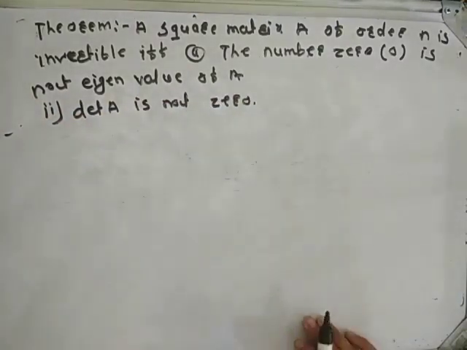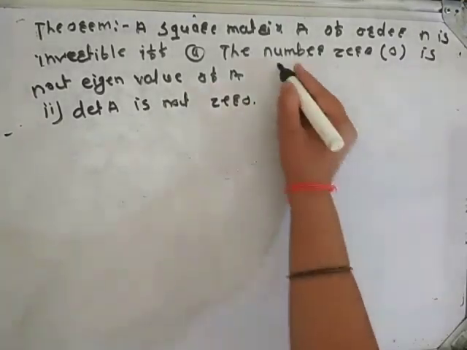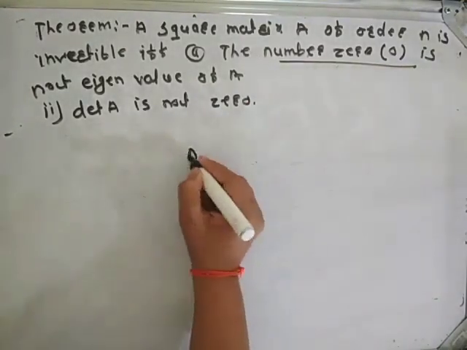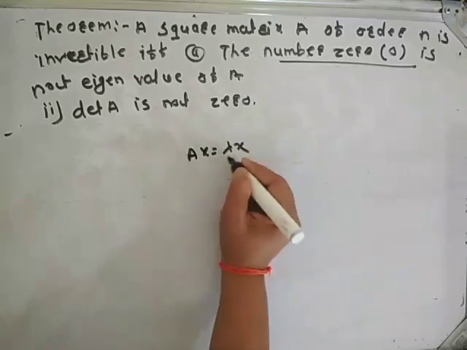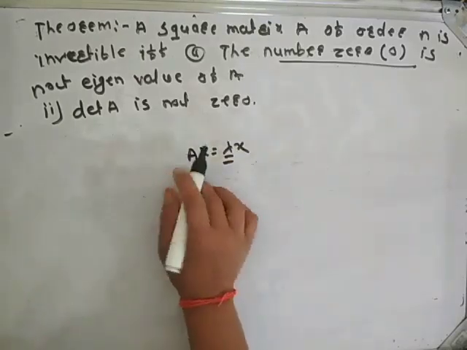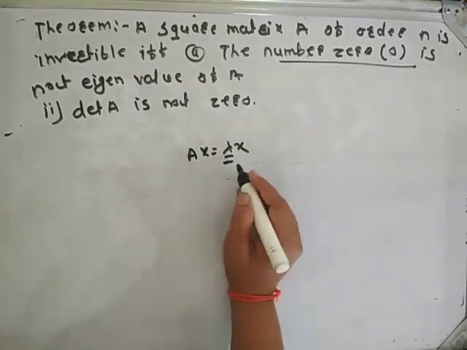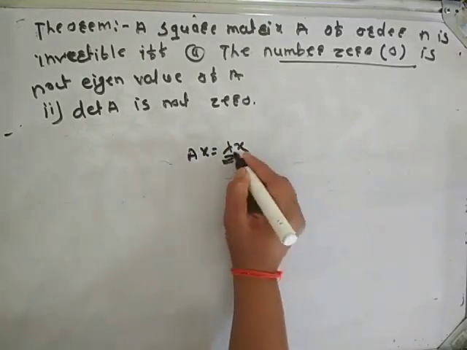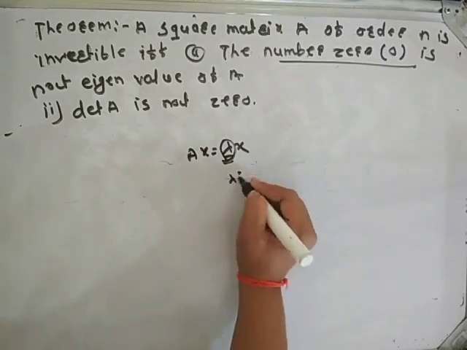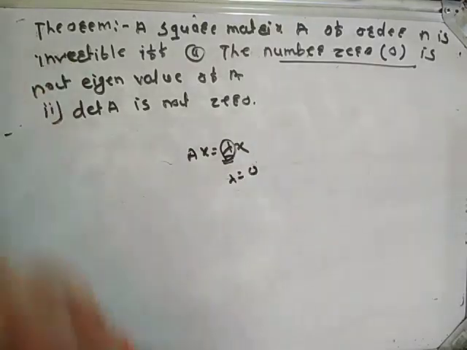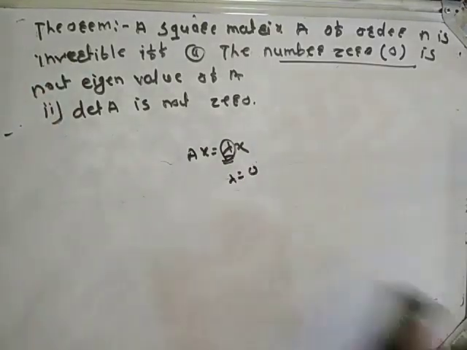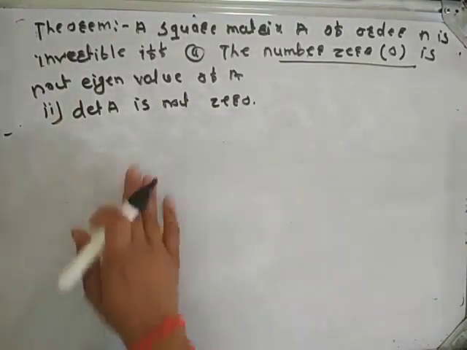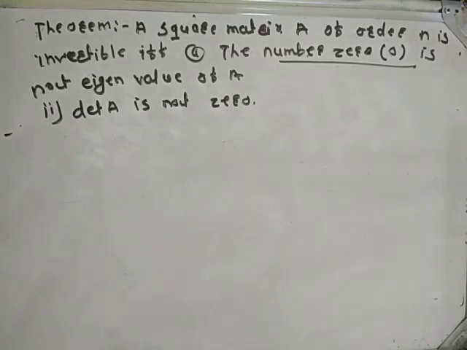A square matrix A of order n is invertible. The number 0 is not an eigenvalue of A. Means what? Ax equals lambda x. If you solve this equation, you will not get lambda equals 0 if A is an invertible matrix. And second is determinant of A is not 0.